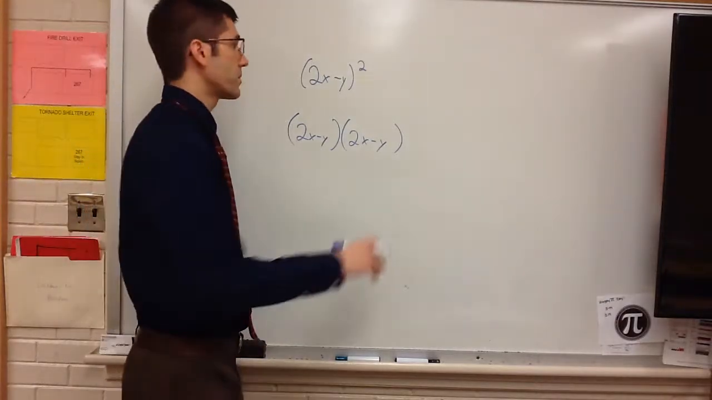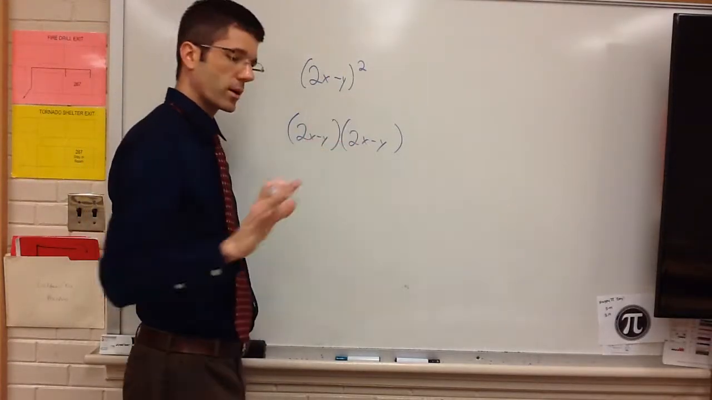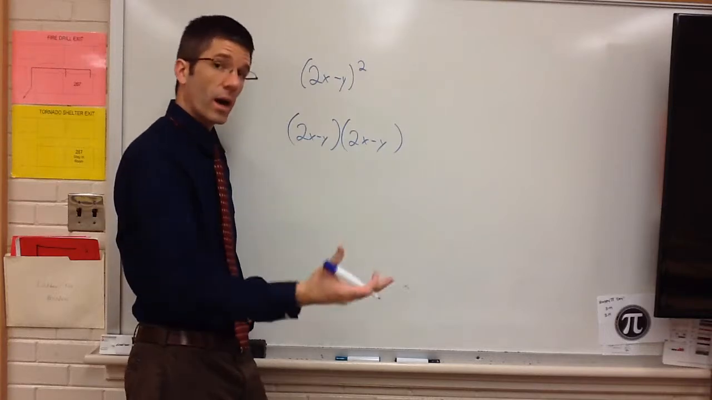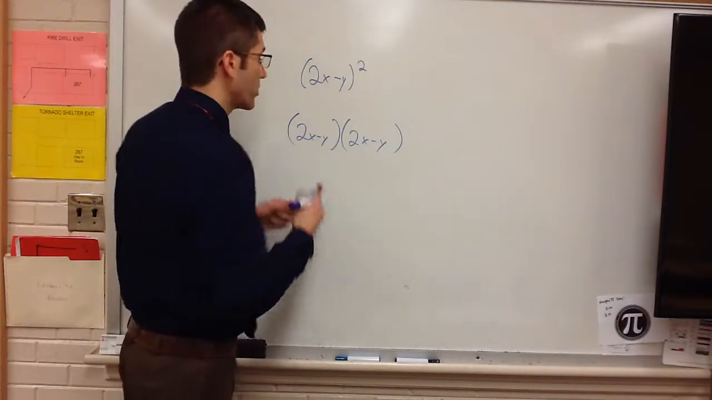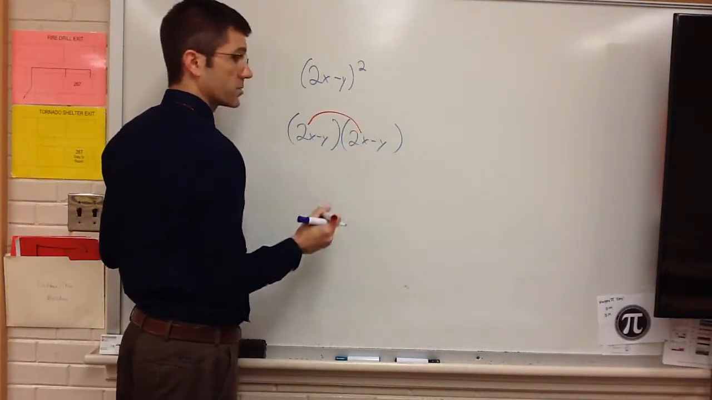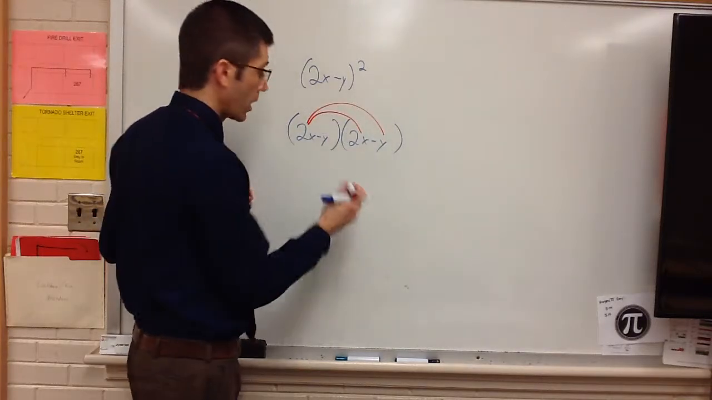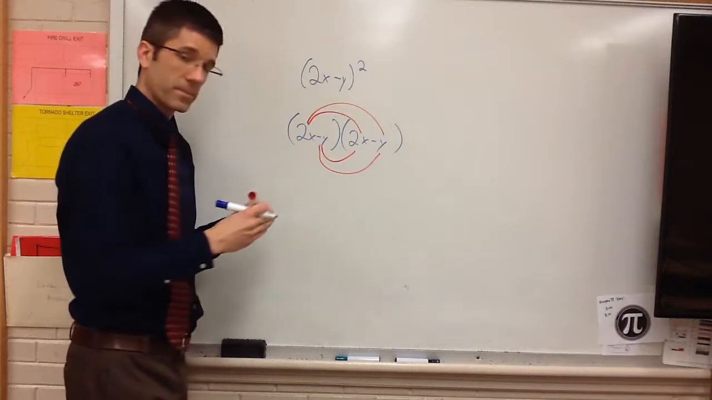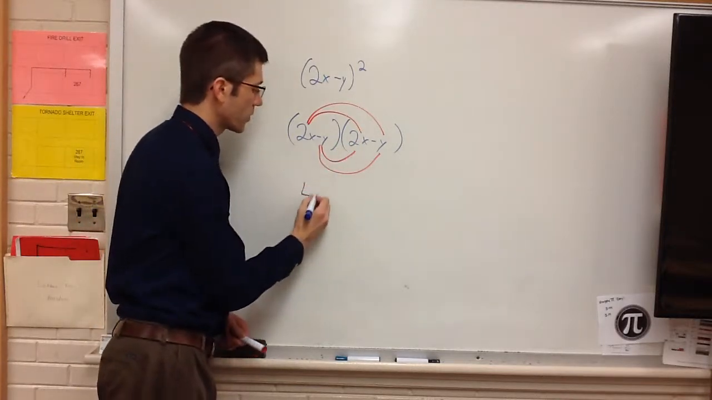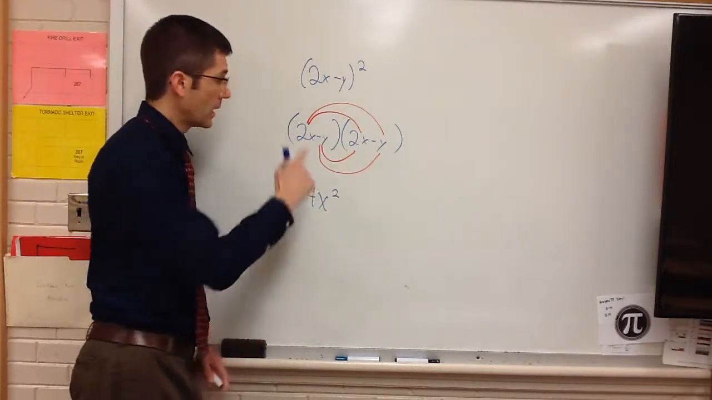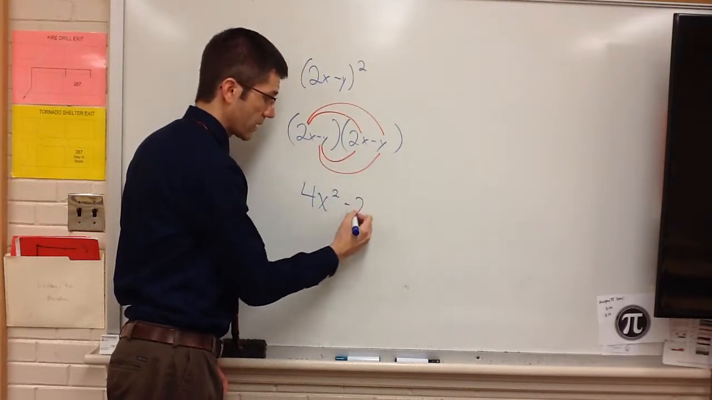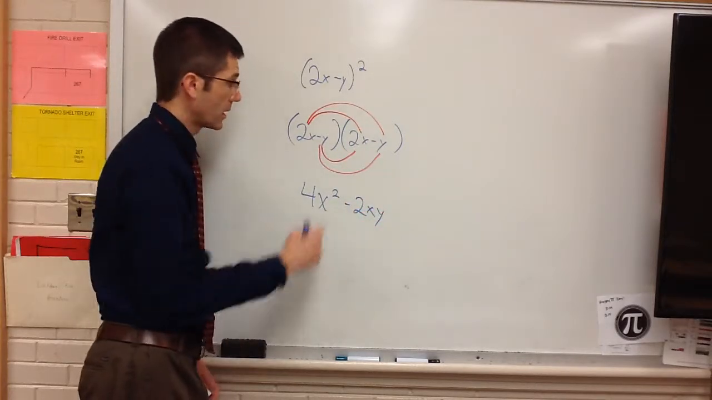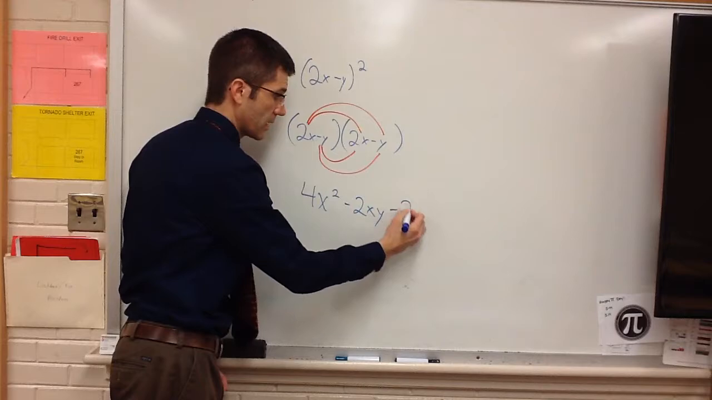Now, a lot of people are tempted to say, well, I'll square this and square this. Well, no, let's not. Let's write it twice, and then we'll do the same process that we've been doing. So we have 2x times 2x, 2x times negative y, negative y times 2x, negative y times negative y. Okay? 2x times 2x is 4x squared. 2x times negative y is negative 2xy. Negative y times 2x is negative 2xy.